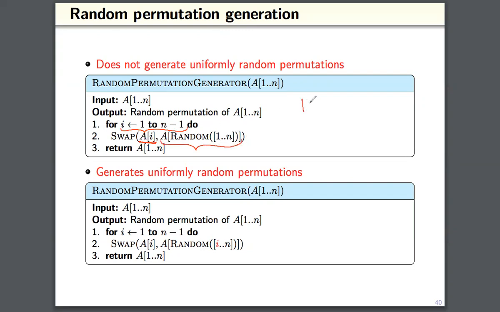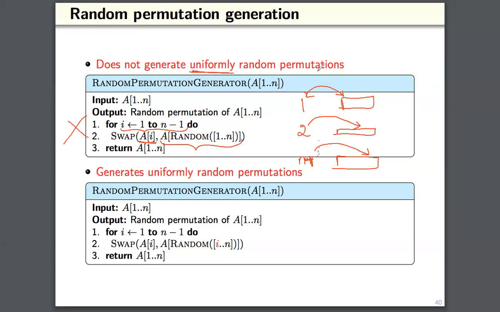So swap the first element with some random element of the entire array, swap the second element with some random element of the entire array, keep doing it for n minus 1 steps. So this is the naive thinking, right? But this will not give you random permutations, will not give you uniformly random permutations.